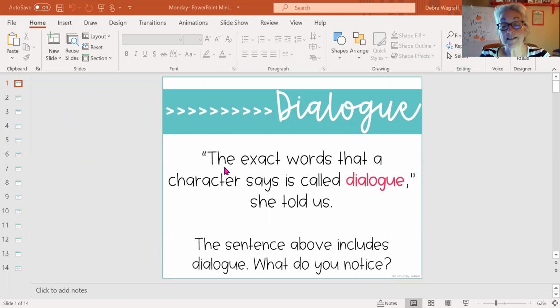So the exact words that a character says is called dialogue. She told us. You see what they did there? They included dialogue in that definition. What do you notice? Notice that they have quotation marks at the beginning and at the end. And because this is a statement, they have a comma at the end of the quote. This part of the sentence, guys, is called the tag. It identifies who's doing the speaking. And at the end of the tag, because it's at the end of the sentence, there is a period.